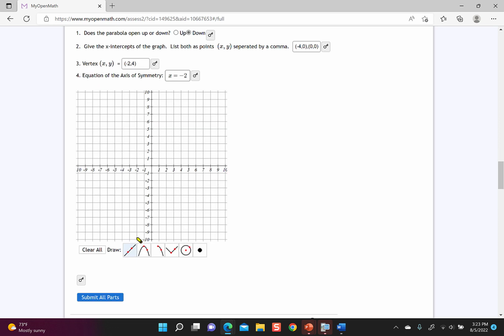And then to draw, I'm going to grab this parabola, and I want to start at the vertex, so negative 2, positive 4. And then I'm going to use the x-intercept to help me find another point.